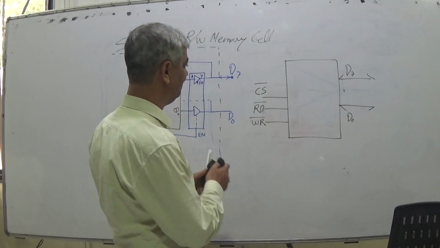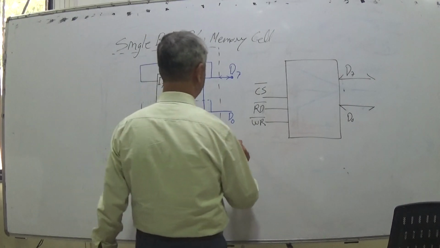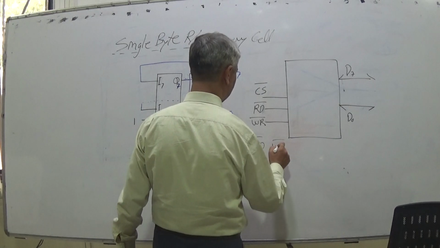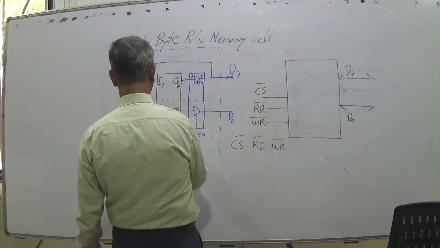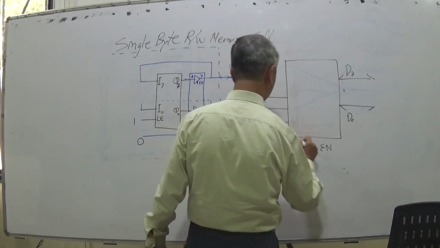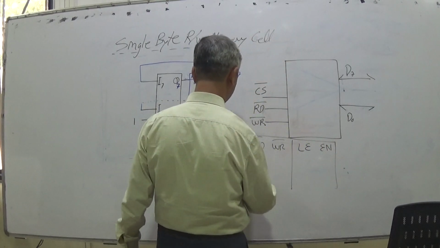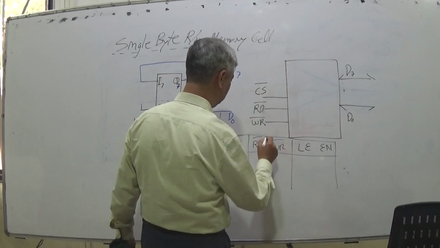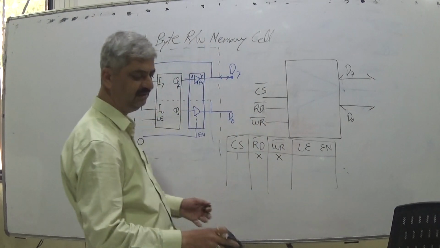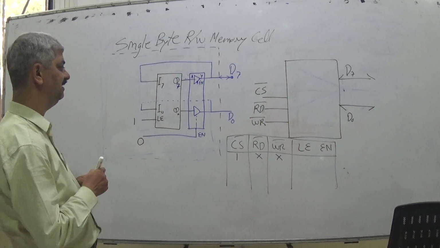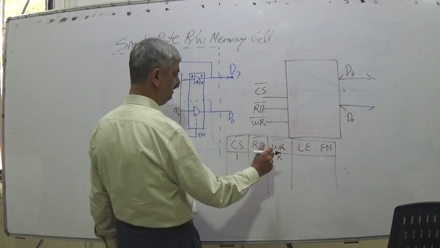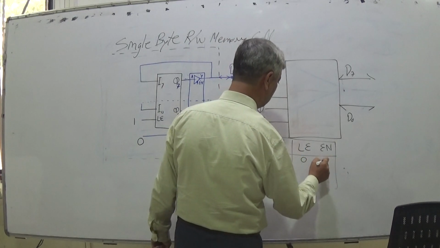Now listen very carefully. I will explain you a simple logic. CS bar, read bar, write bar. These 3 are the inputs, and this LE and EN are the outputs. So a small digital circuit you can easily construct with the following logic. If this CS bar is 1, then irrespective of these lines, this LE and EN both are 0.